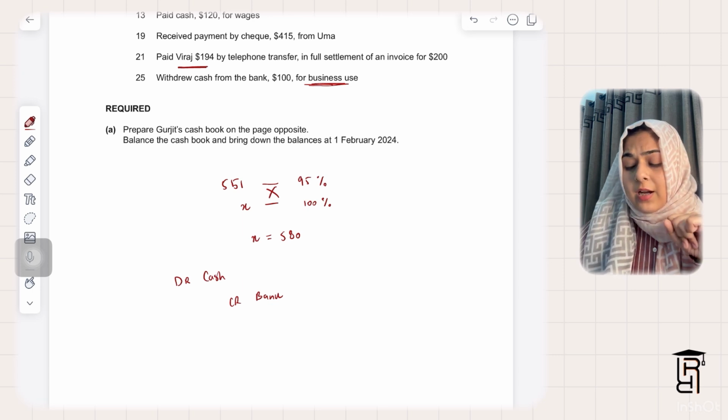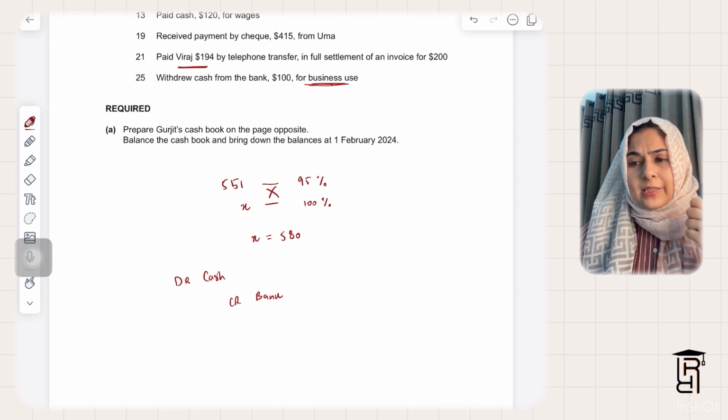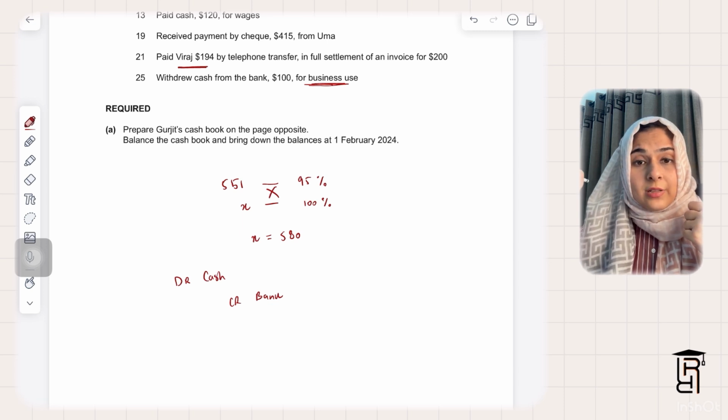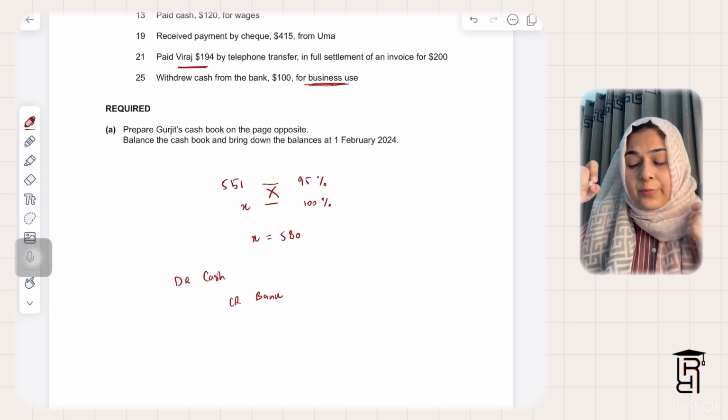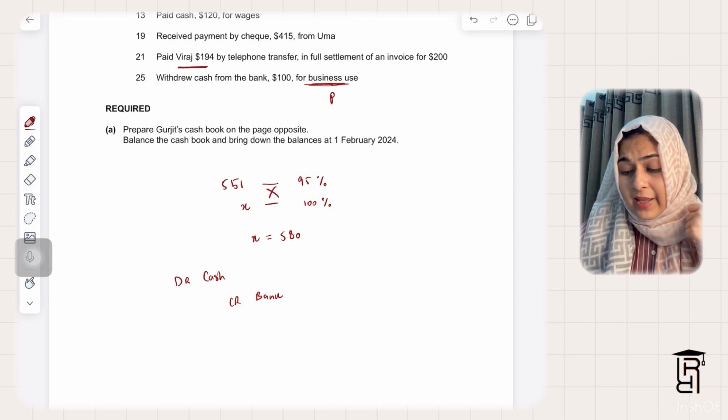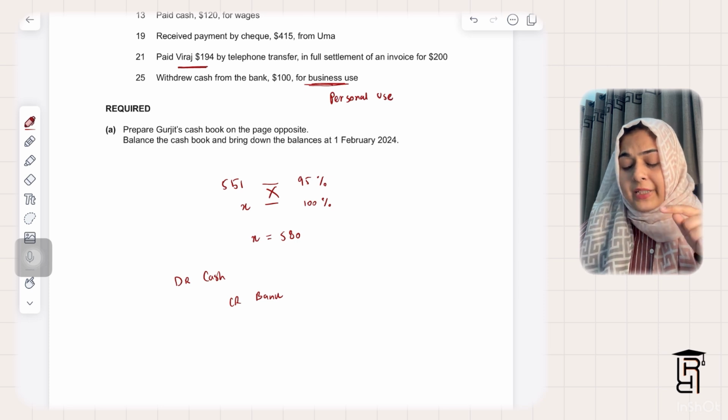And because this is business use, you don't debit the drawings account in this case. Most students get confused here, and they credit the bank account and in the details they write drawings. But that is wrong, because whenever it's drawings, they specify it by writing the term personal use. But here, they are taking out money for business use.